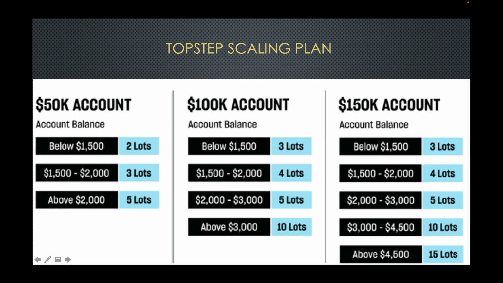You go to the 100K and the 150K, they're basically the same up to $3,000. So it goes 3, 4, 5. It's basically 1 more. And then once you go above the 3,000, you can trade the normal 100K, which is 10, and 150K, 15. So I'm kind of torn with this.